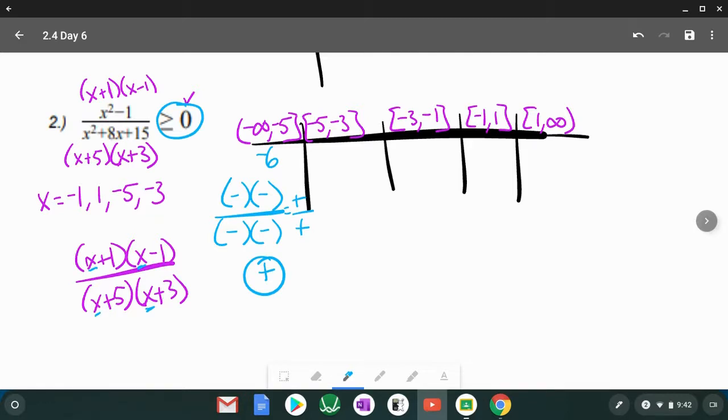If we move to the next section, a number between -5 and -3 could be -4. And again, if I plug it into the factored form, I have a negative times a negative over a positive times a negative. Again, following your rules, you know that a positive over a negative gives you a negative, which is not in our solution set. Next part, we have a -2. Plug those in. We have a positive times a negative over a positive times a positive.